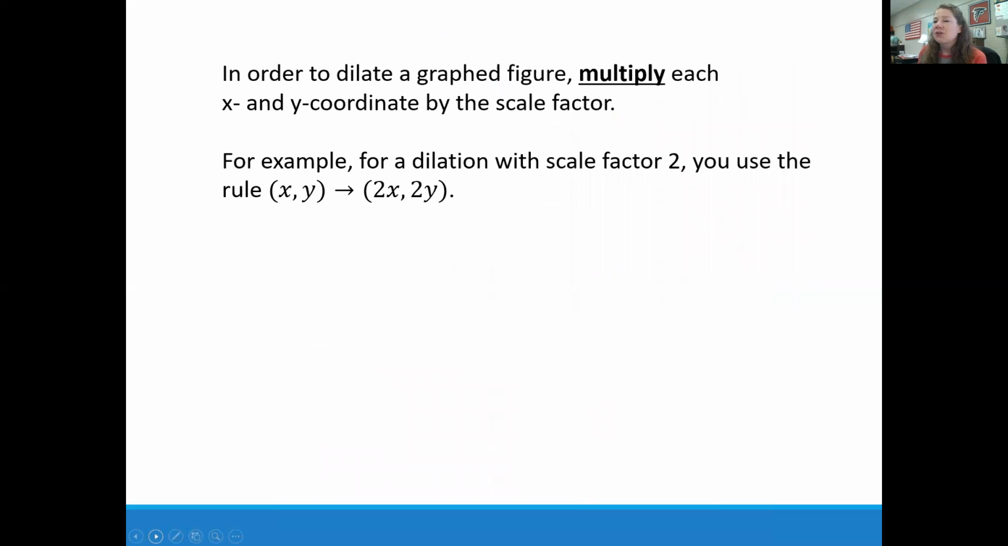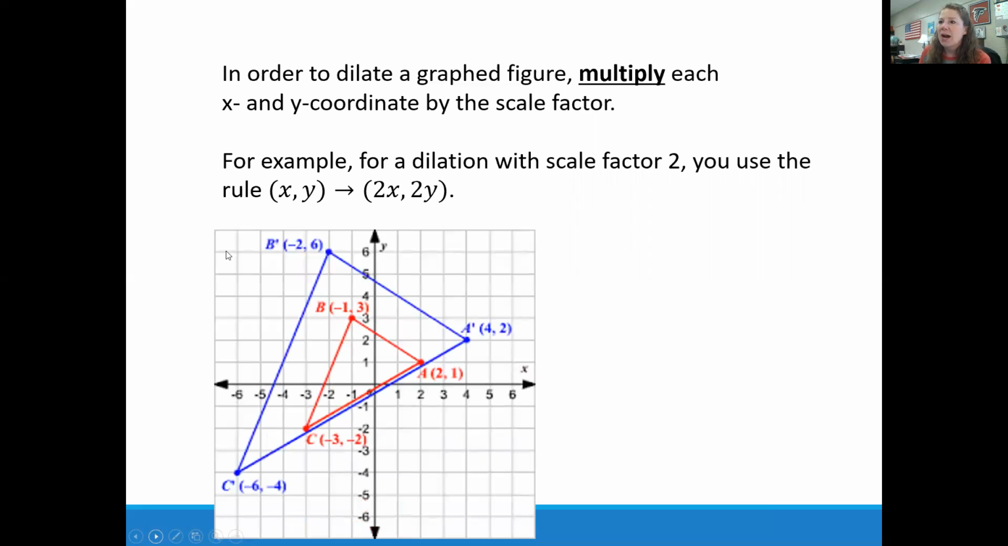All right, in order to dilate a graph figure, you're going to multiply each of the x and y coordinates by the scale factor. For example, if you have a scale factor of 2, you're going to multiply your x and y coordinates both by 2, all right? So for example, our original is the red, and I know that because it doesn't have the prime symbols and the blue one does. So look at our original coordinates of B. It's -1, 3. Well, if the scale factor is 2, -1 times 2 is -2, and 3 times 2 is 6. And that will work with every single coordinate. Make sure you look at all your vertices.